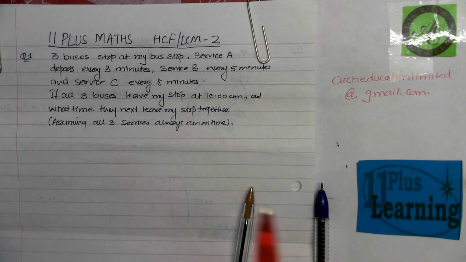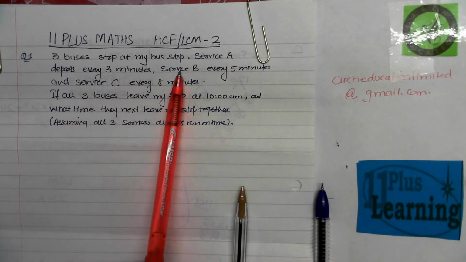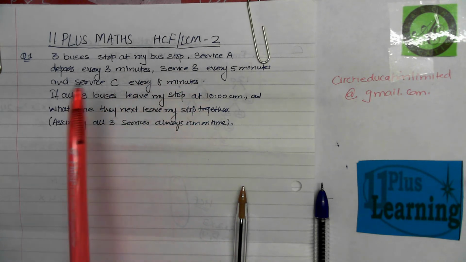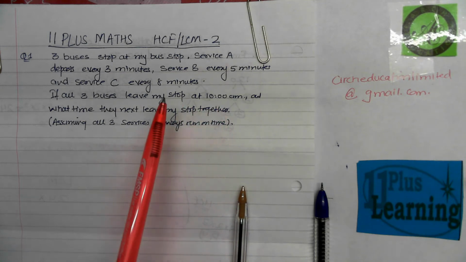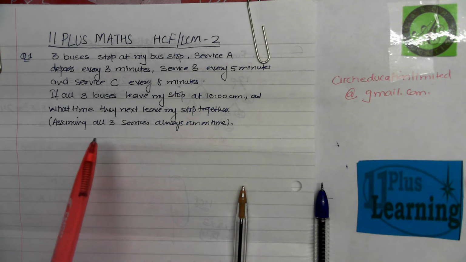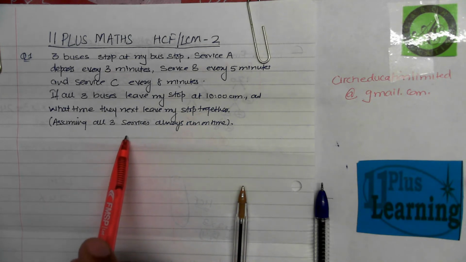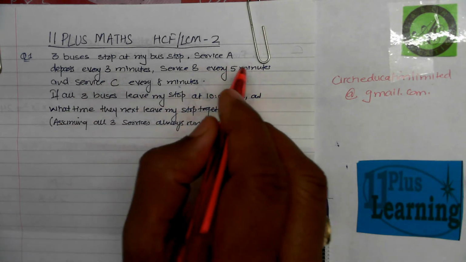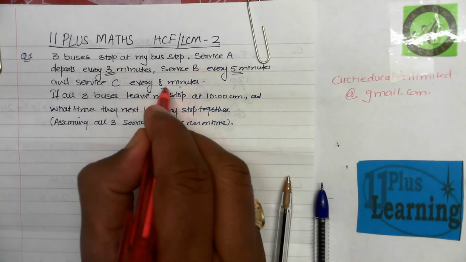Okay then, so 3 buses stop at the stop, and they run every 3 minutes, every 5 minutes, and every 8 minutes. They will start at 10 o'clock at the same time, obviously, and we need to find when they leave the stop together next, assuming all 3 buses run on time, which in general is not the case in London, but anyway, we assume that all 3 run on time. So 5 minutes, 3 minutes, and 8 minutes.